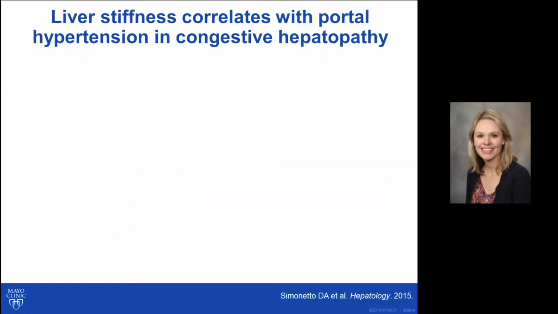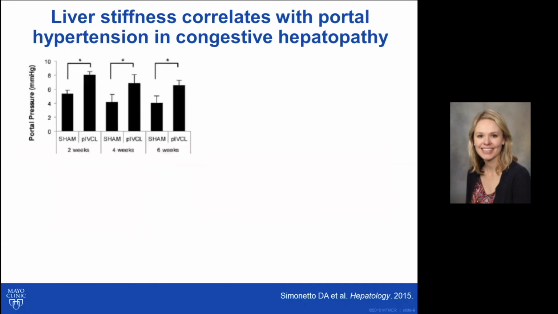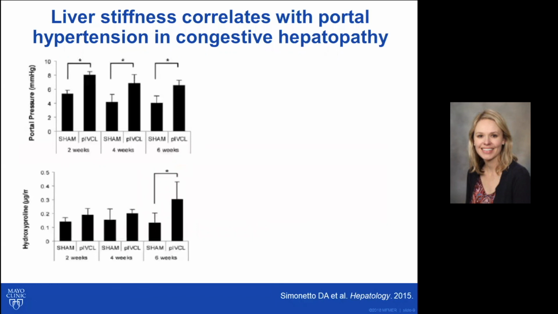We found significant increases in portal pressure as early as 2 weeks after the IVC ligation procedure, as measured by direct cannulation of the portal vein. Onset of portal hypertension preceded the development of significant fibrosis, as measured by hydroxyproline.